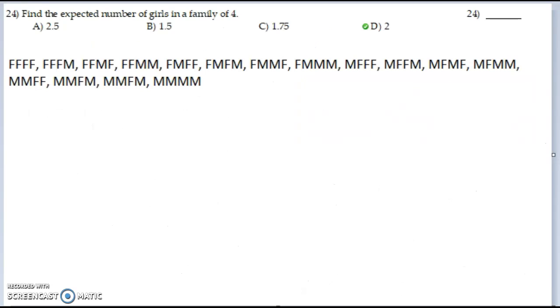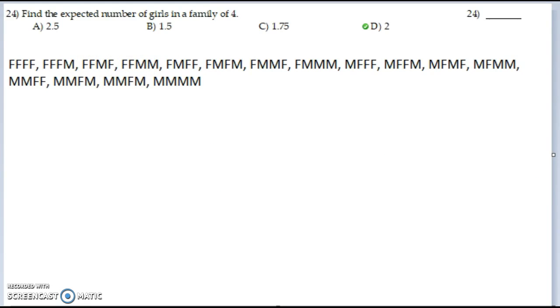So for number 24, we're going to do it like we did number 23 and like we did the example. But in this one, you have 4 children, and you want to know the expected number of girls in the family. So my gut feeling is probably 2, but let's just make sure. First of all, notice that you have 16 possibilities, starting with all females, going all the way to all males, and then you have the order 3 girls first, and then a boy, and so on. Okay, so there's all your possibilities.